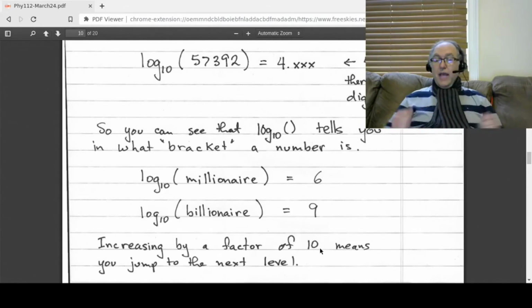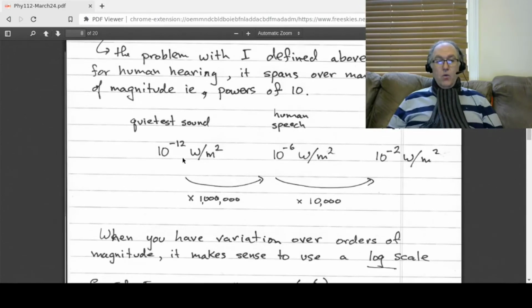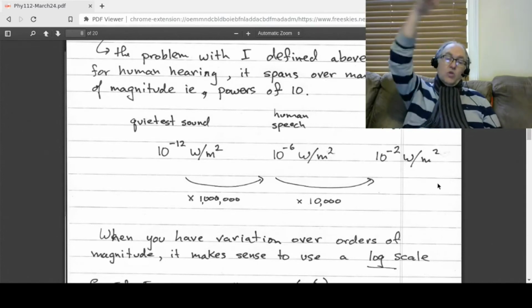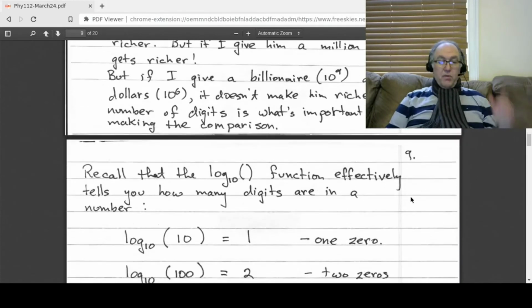And they're very useful for taking situations like this, where you have numbers that are spanning many orders of magnitude. And many orders of magnitude, that just means powers of 10, okay? And so to get from the quietest sound to human speech, that's like a million. That's like multiplying by 10 6 times before you get to human speech. And then from human speech to live music, you have to multiply by 10 4 times, okay, 10,000 times. So you're looking at basically these levels, which are factors of 10 above the previous level, all right? And so that's perfect for a log scale.